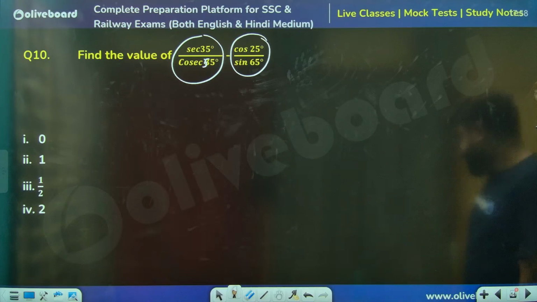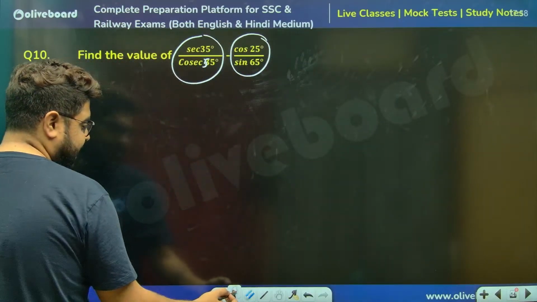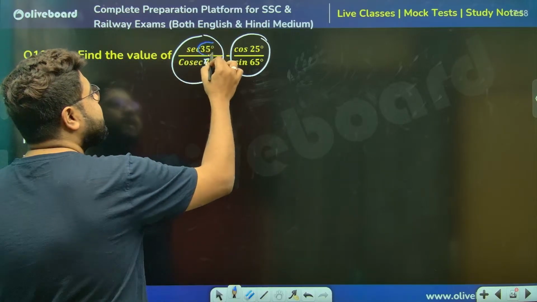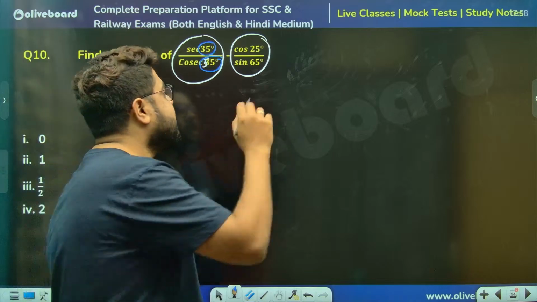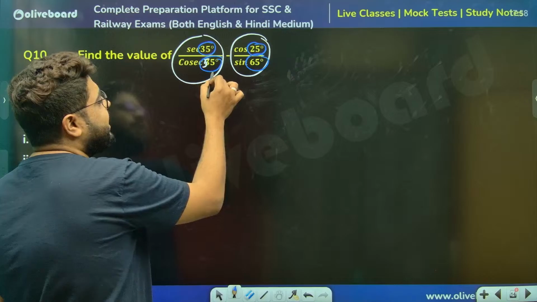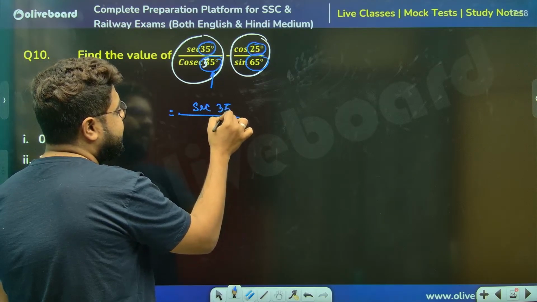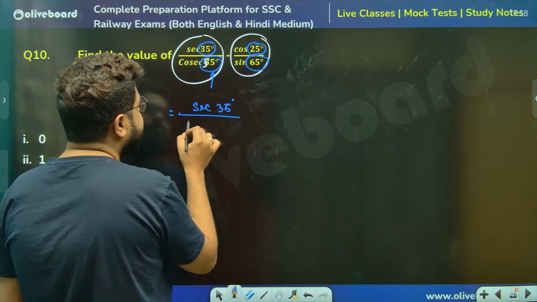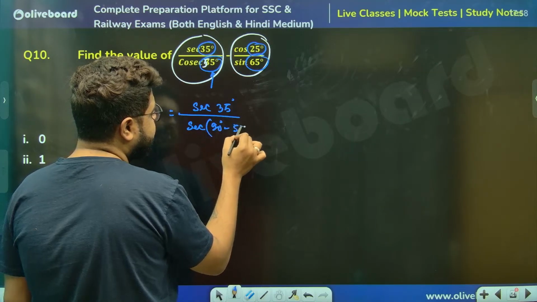Sir, whenever you see this type, remember one thing. Either you change this or this, not together. Change only one, sir. Now, it is not written properly. I'll change this. Keep sec as it is, sir. Sec 35, keep it. Cosec 55, cosec and sec, they are actually complementary. So I can write this as sec 90 minus 55, sir.